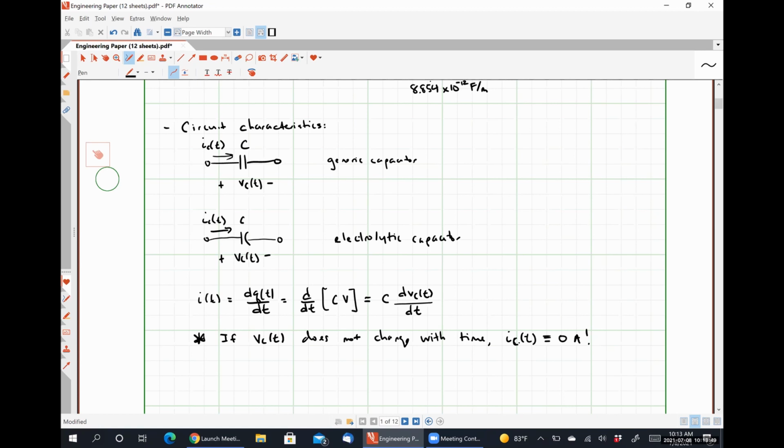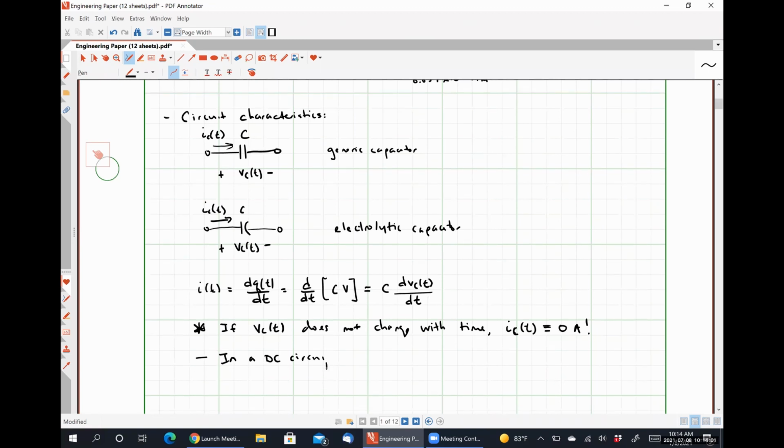So in a DC circuit, capacitors behave like an open circuit, okay? So they can have whatever voltage drop needs to appear, but absolutely no current will flow through them.